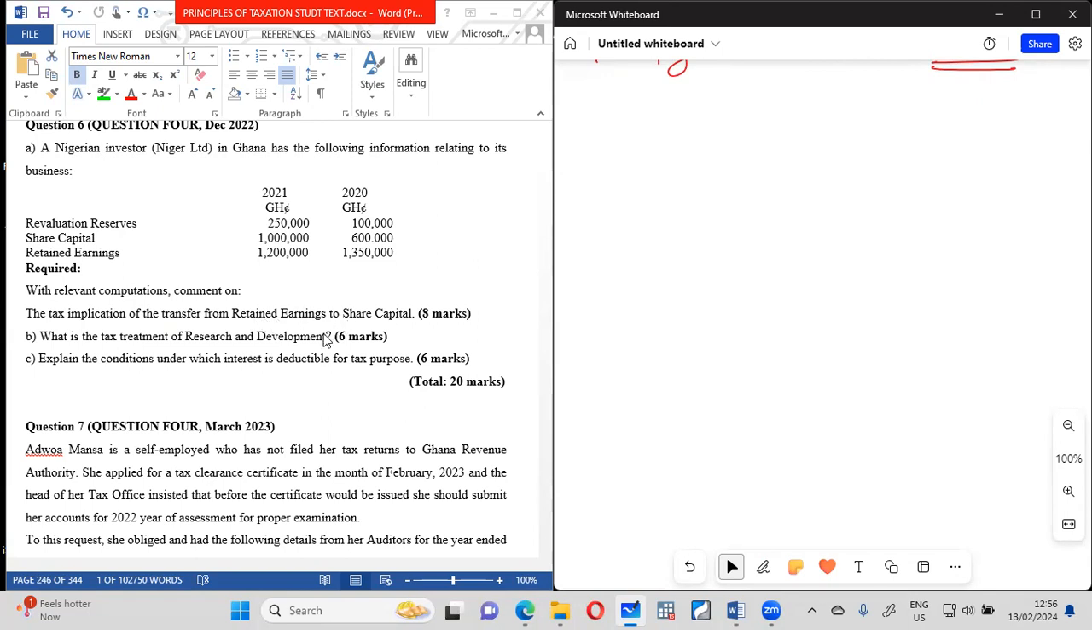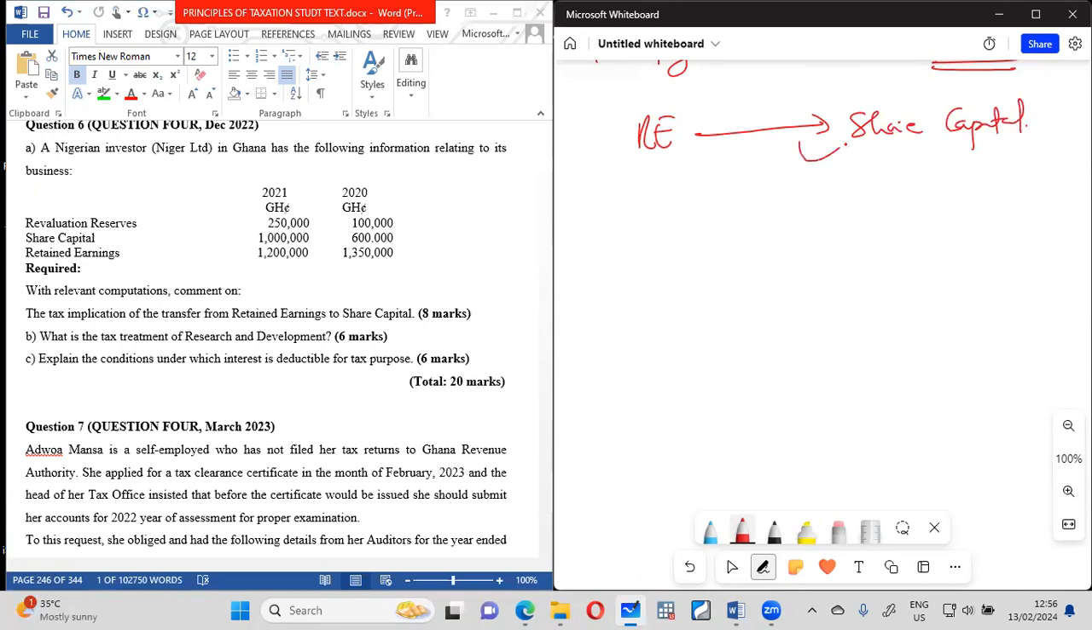Of course, this is more of a level 3 thing. Remember, transfer from retained earnings is capitalization of income. So if you transfer from retained earnings to share capital, these are the tax implications. The implication is that you are adding to capital. By our law, any amount that is added to capital must suffer 0.5%. We call it stamp tax or stamp duty. It is 0.5%. All right.